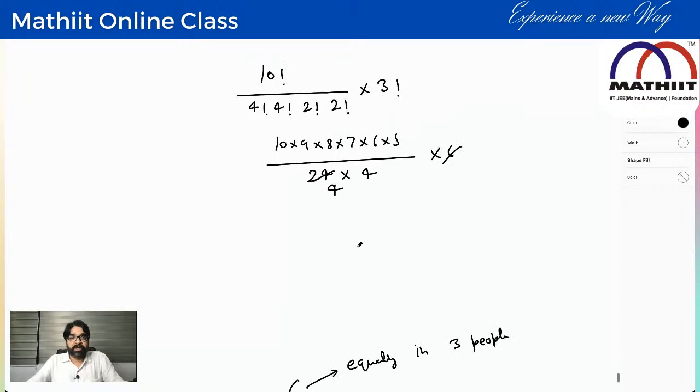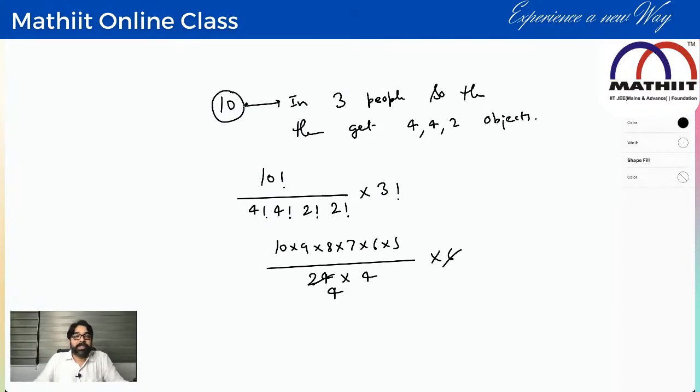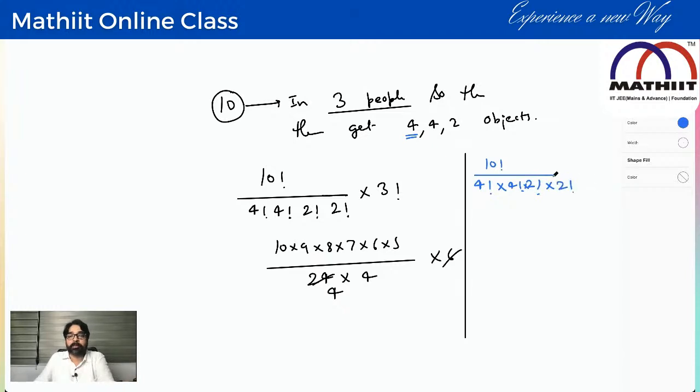Okay, somebody having doubt with this part, check it here. 10 objects we have to distribute into 3 people. So first thing, the total number of objects. What is the total number of objects? 10. So I'm writing it here, watch it carefully. 10 factorial divided by, first group contains how many objects? 4 objects. So 4 factorial, second group 4 factorial, third group 2 factorial, yes or no? And 2 groups are identical, so into 2 factorial. Because whatever number of groups are identical, that factorial. This is the grouping into distribution of this, so into 3 factorial. This will be the answer.